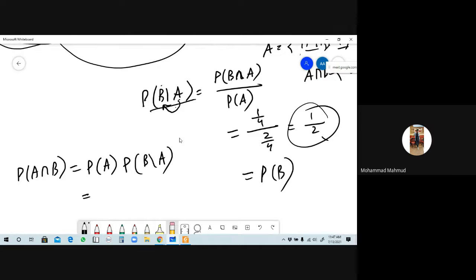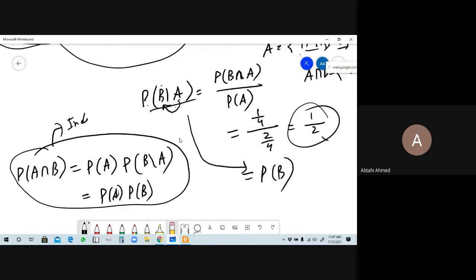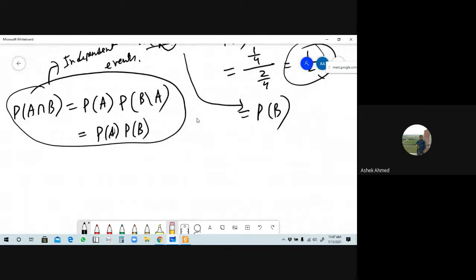Yes, sir. So from here we can say that the value of probability of B given A is probability of B. So this will be probability of A into probability of B. Okay, this is the formula for independent events. Similarly, tell me, when this value probability of A intersection B will be probability of B into probability of A given B. এটা তো formula.